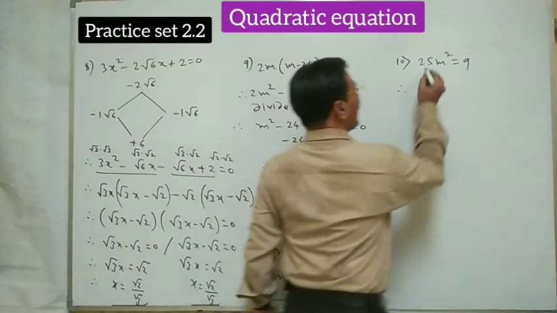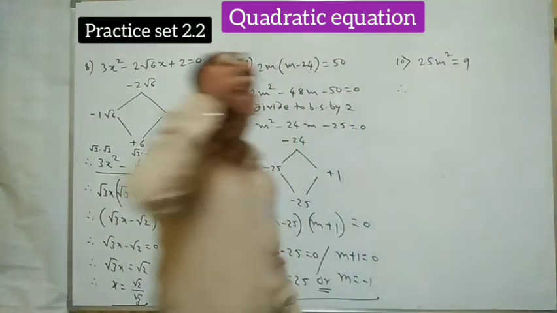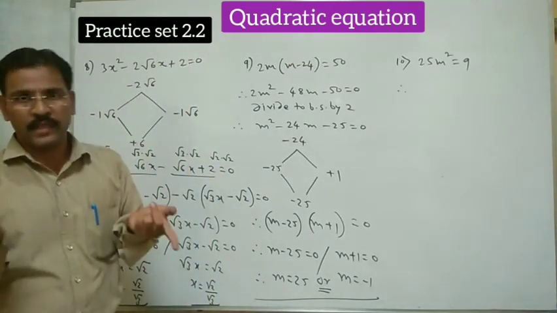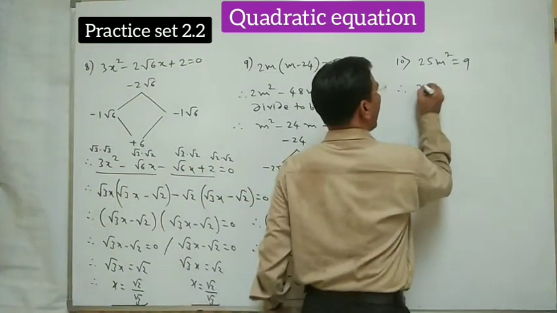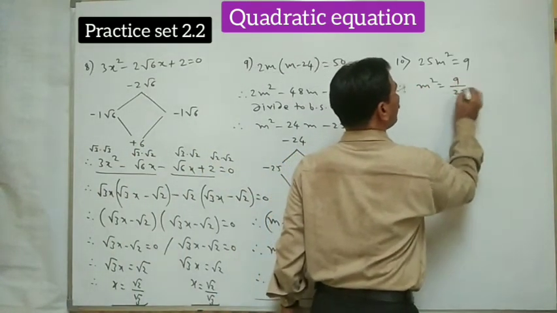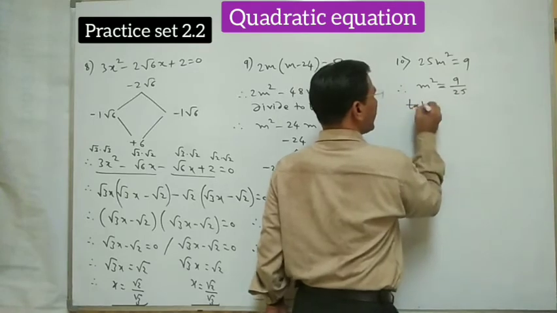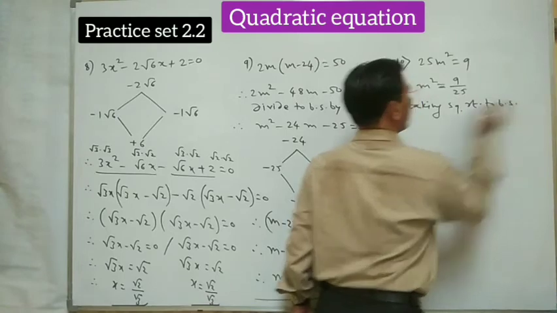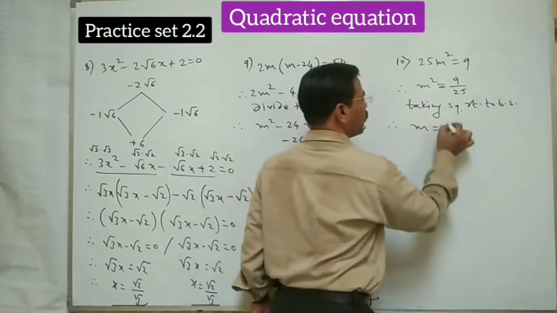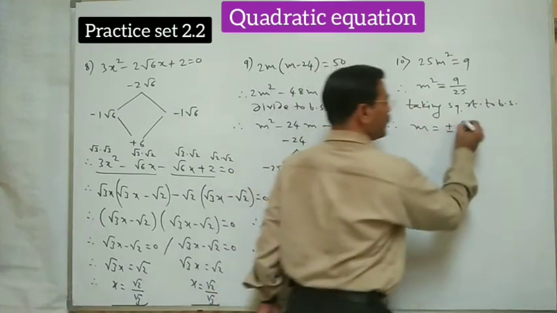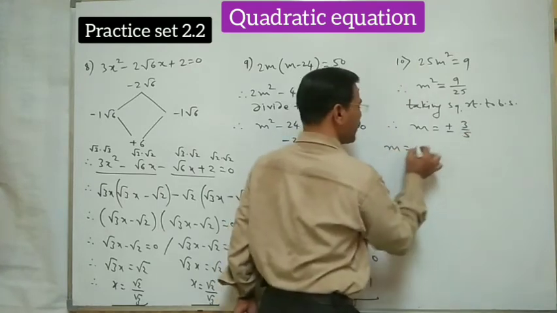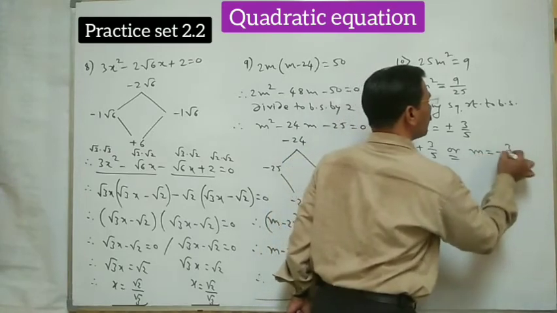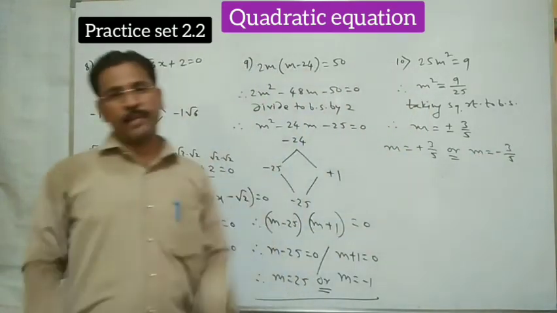At that time, I take here m square and a constant, no m term. There are two methods. First, see, m square is equal to 9 upon 25. Taking square root to both sides, what will we get? m is equal to plus or minus 3 upon 5. That means m is equal to plus 3 upon 5 or m is equal to minus 3 upon 5. This is one method.